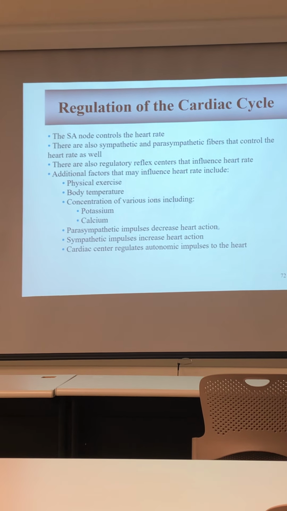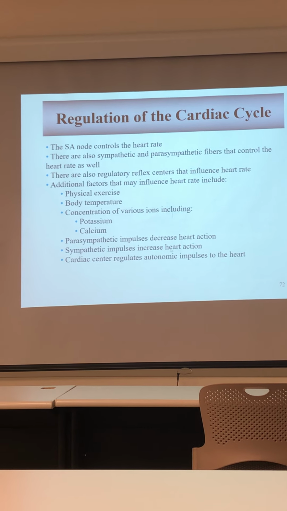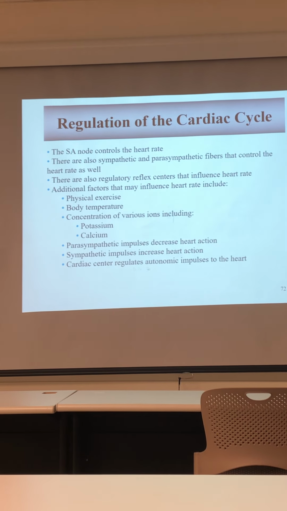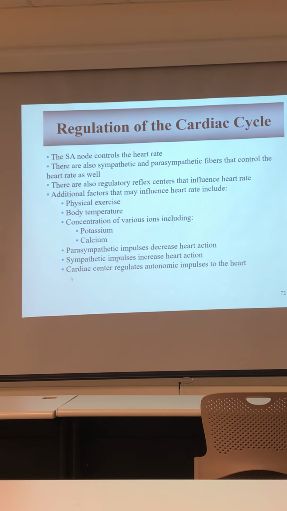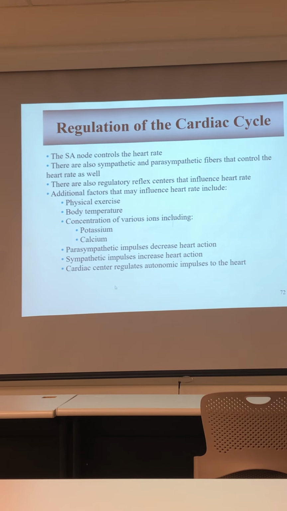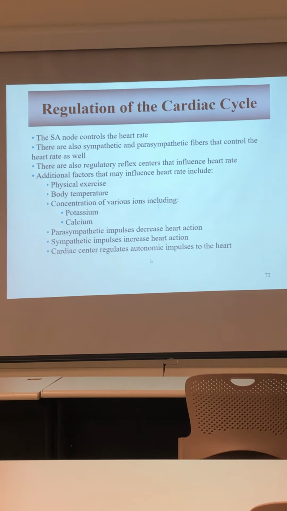Parasympathetic, again, is going to decrease heart action. It's about homeostasis, slows the heart. Sympathetic speeds the heart. And this is all controlled in the medulla. That's a review from last semester. The medulla oblongata, or just simply medulla, with the cardiac center in the medulla regulates this.